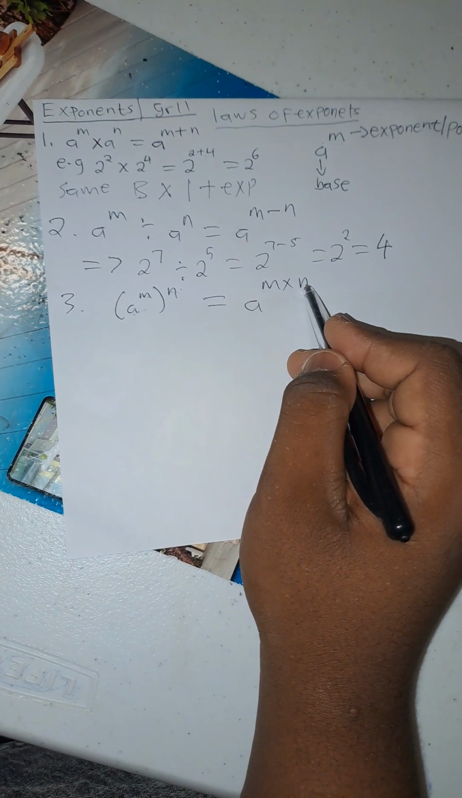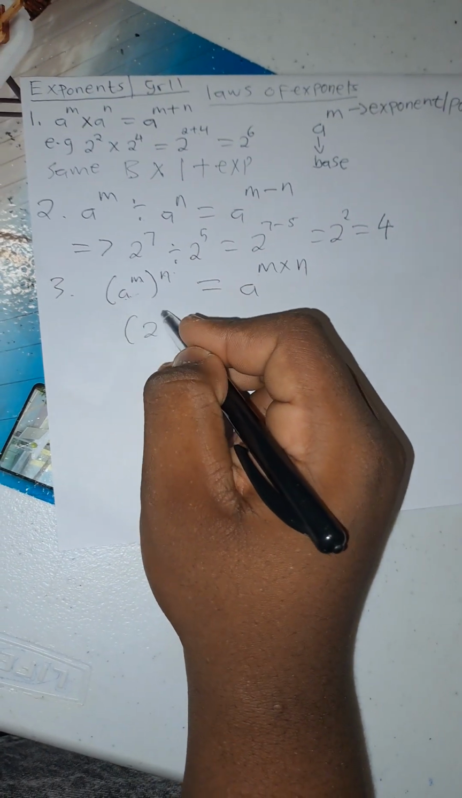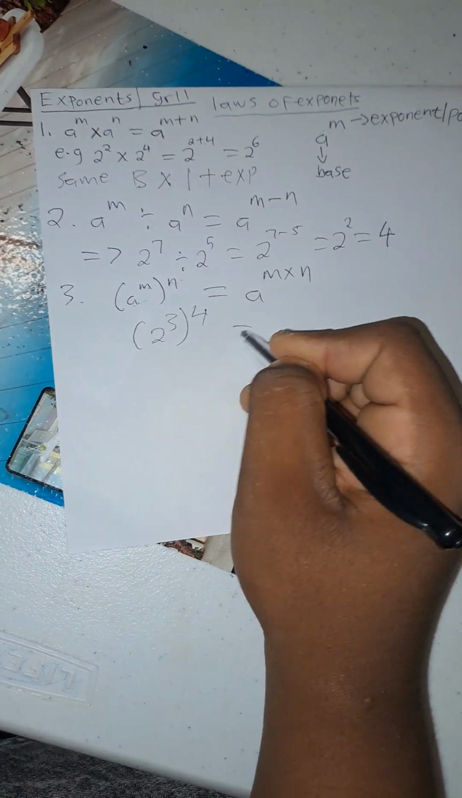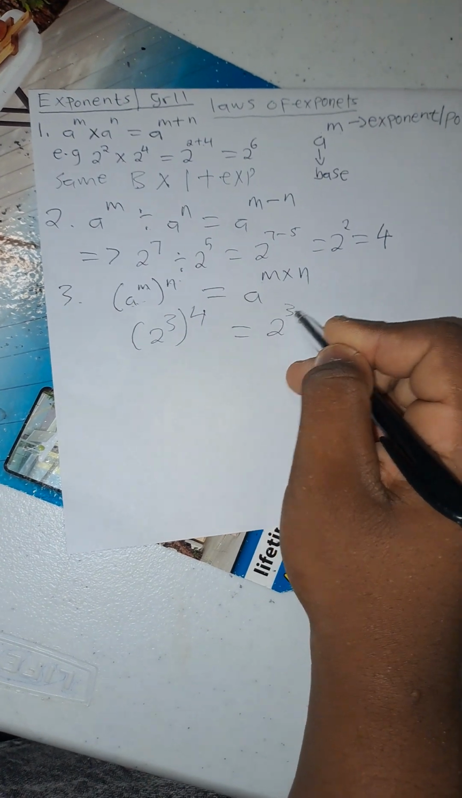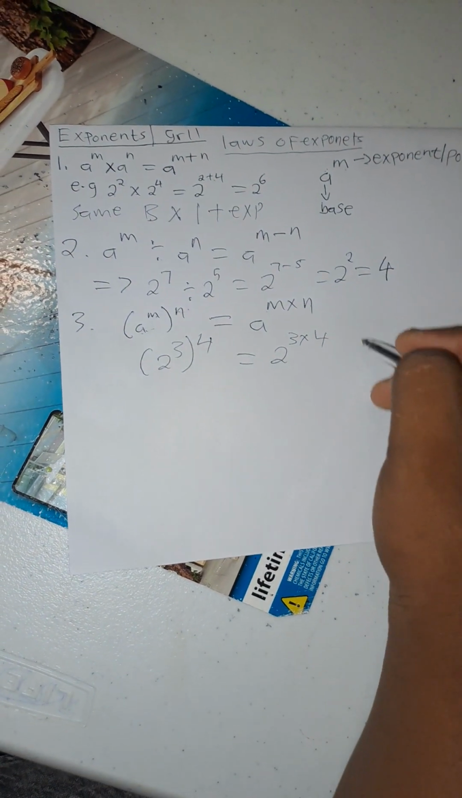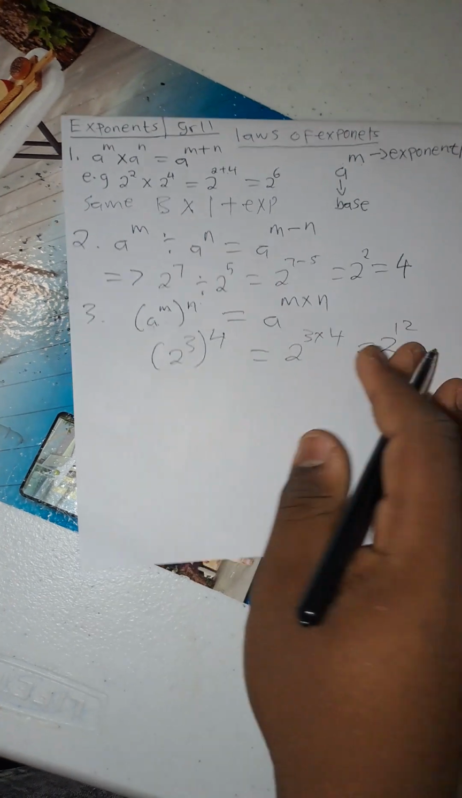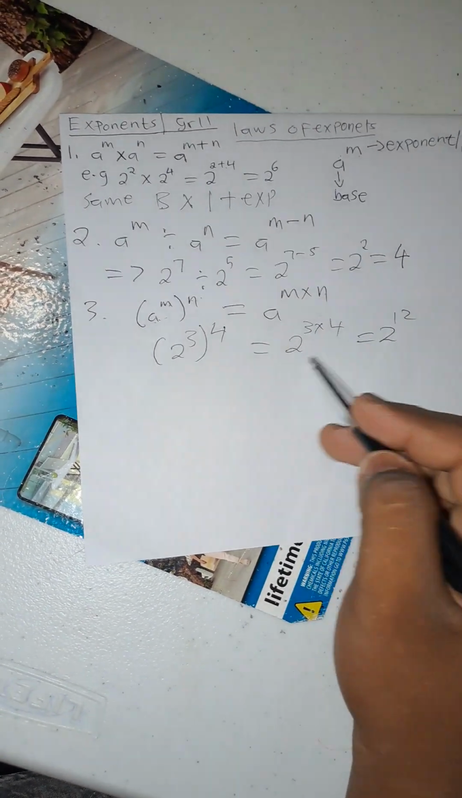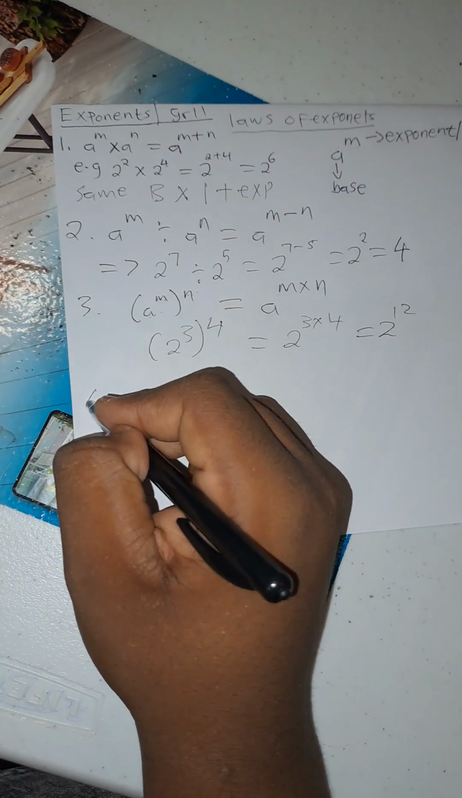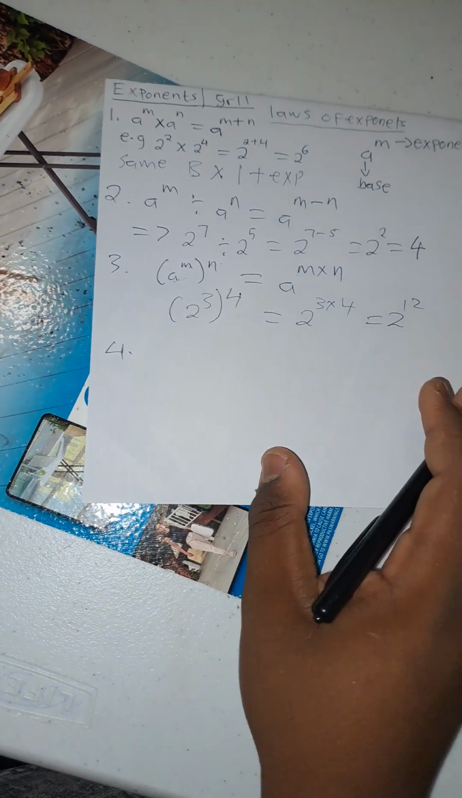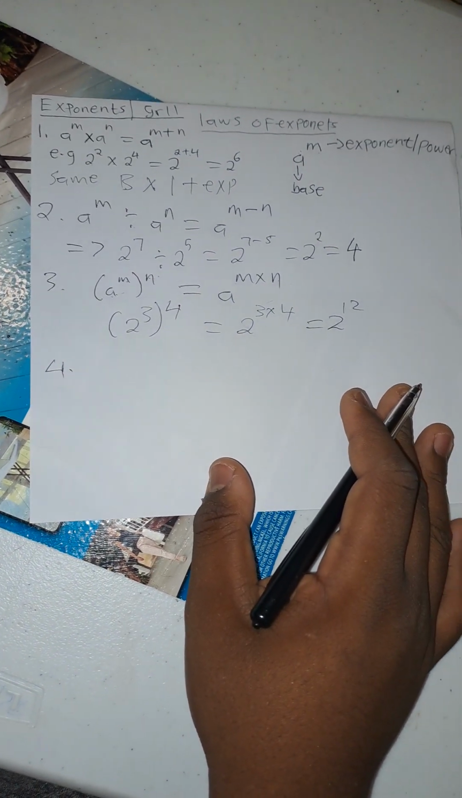Okay, do we have the example? So 2 to the power of 3, all to the power of 4, which is equal to 2 to the power of 3 times 4, which is 2 to the power of 12. But we move, you must know that. So there's another one here, the fourth one, because these things are tricky. Check this one.